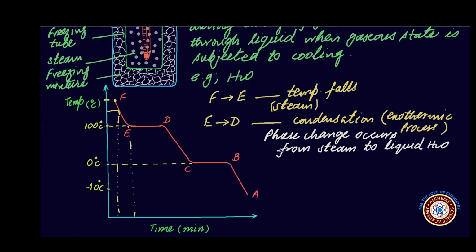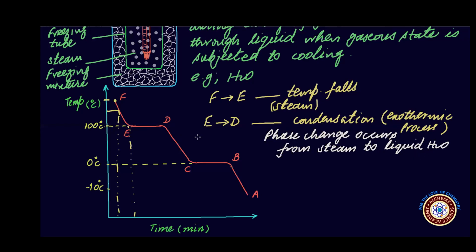Now here, although the state of matter is being cooled by the freezing mixture, its temperature does not fall. The reason is that since condensation is an exothermic process, the thermal energy released during condensation maintains the temperature at 100 degrees Celsius until the entire steam turns into liquid water.